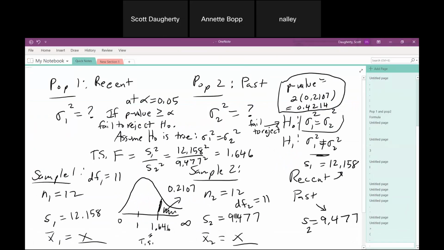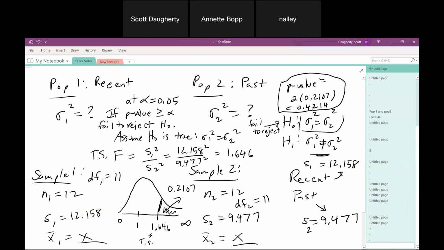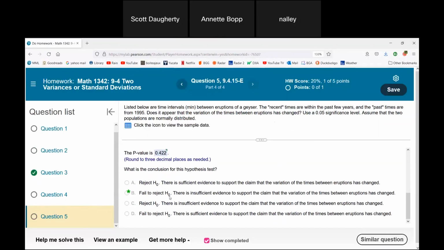1.65, right? If you round it off to 2 decimals. The p-value is 0.422. If you round that off to 2 decimals, it's probably slightly off because I rounded this off a little bit. It would have rounded to 0.422 if I didn't round this off from the beginning. So that's just a rounding error on my part. So that's the p-value. And then we fail to reject the null.